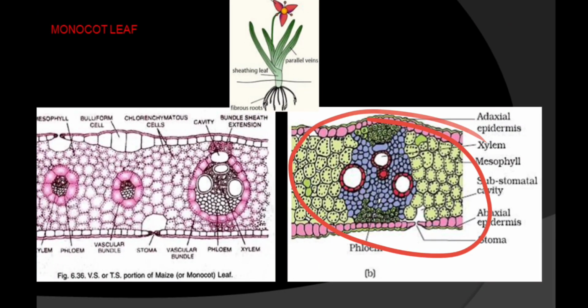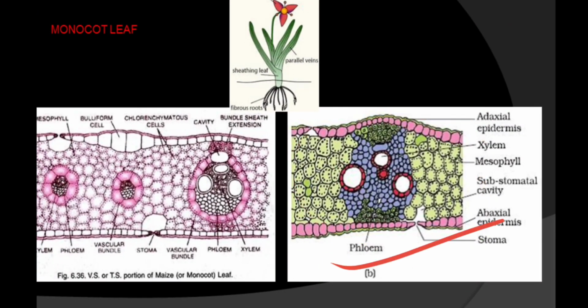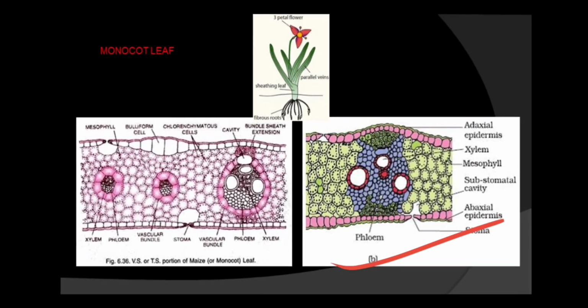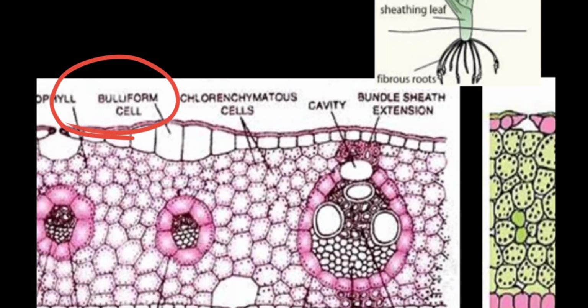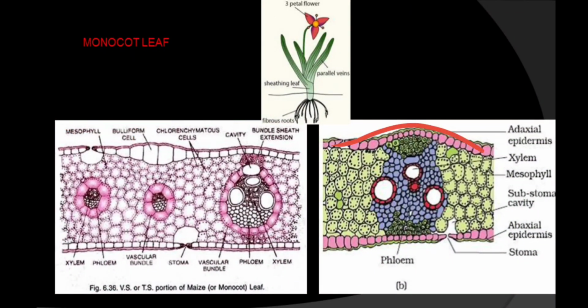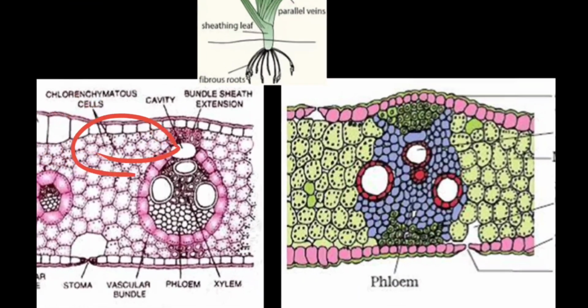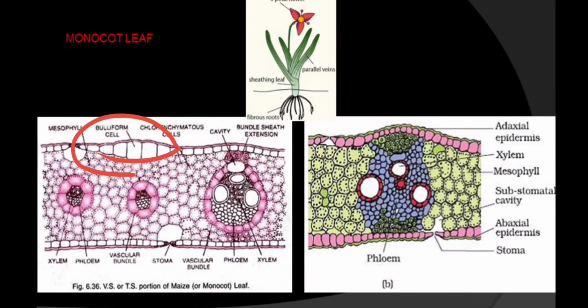Now how will you identify this leaf? The main thing you will see in this leaf is the bulliform cells on the upper epidermis. Here you can see some cells are quite larger in size. These cells are known as bulliform cells. These cells are present only on the upper epidermis, not on the lower epidermis. So by these cells also you can identify which one is the adaxial epidermis and which one is the abaxial epidermis. These are present only on the adaxial epidermis.